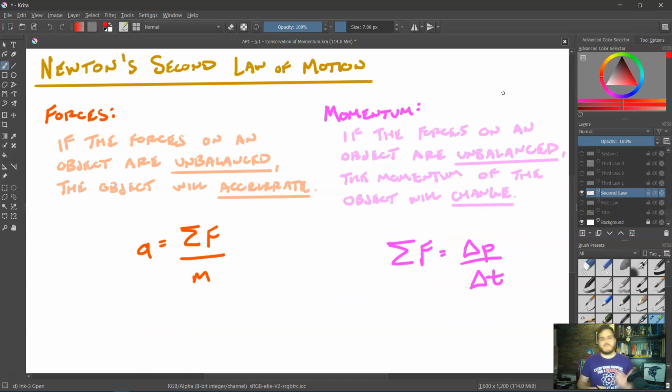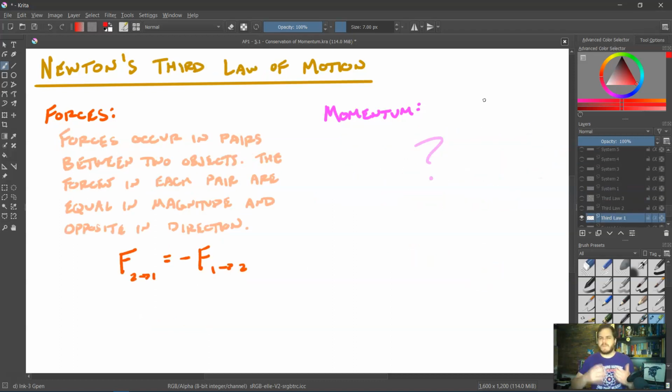And let's take it a step further with Newton's second law of motion. In terms of forces, that was if the forces on an object are unbalanced, if there is a net force, then the object will accelerate, equal to the net force divided by the mass. Or a lot of times we write that as the net force is the mass times the acceleration. Well, in terms of momentum, if the forces on an object are unbalanced, then the momentum will no longer be constant. It will, in fact, change. There will be an impulse, a change in momentum. And specifically, we can define the net force as equal to the change in momentum over the change in time.